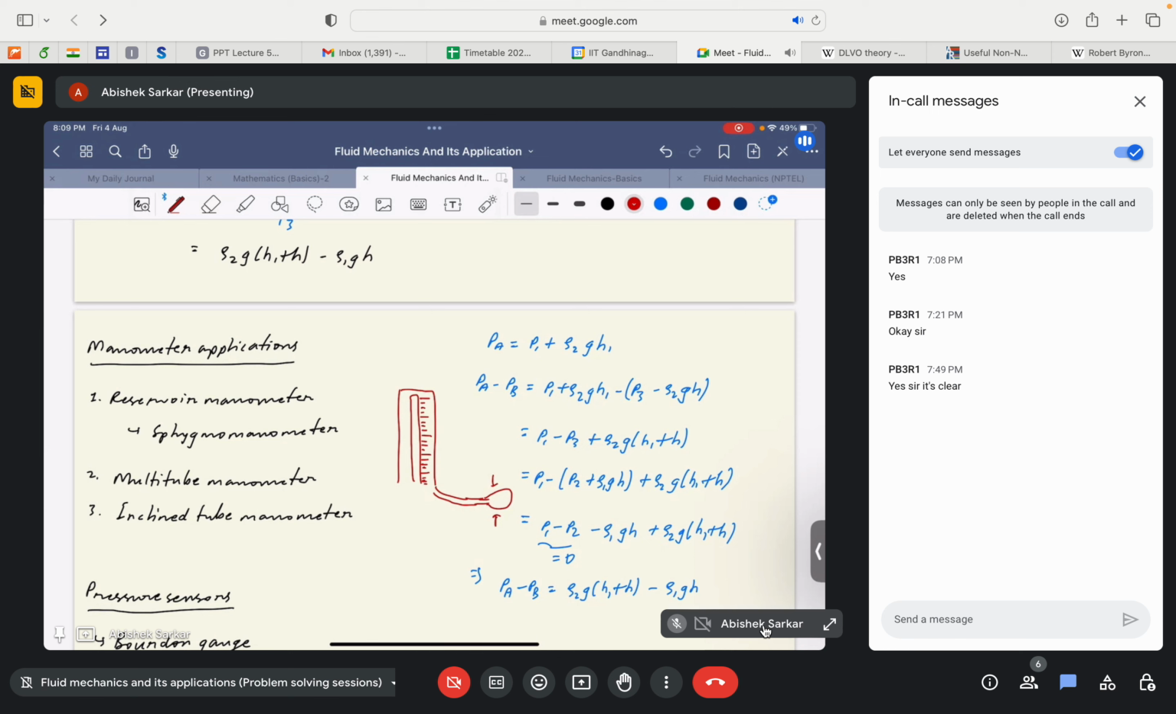Then again there's the multi-tube manometer, which, I guess in the lectures, it was shown that it is being used to show the pressure variation along the surface of an airfoil, right?